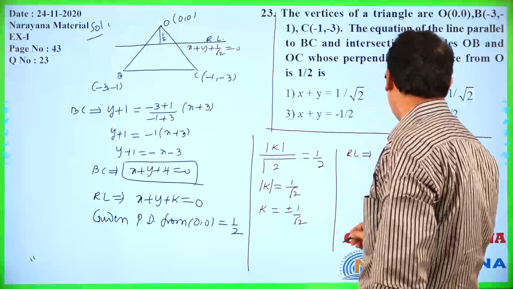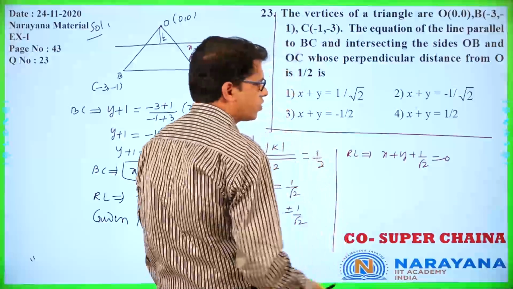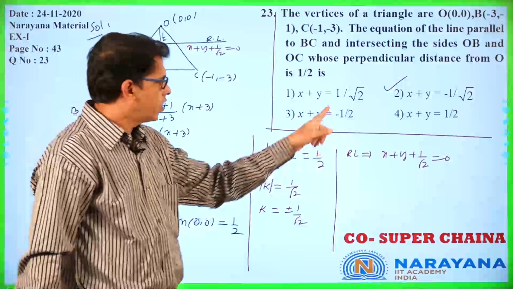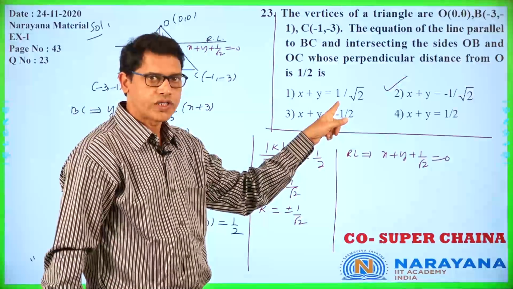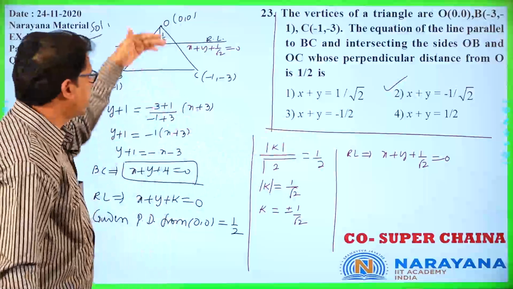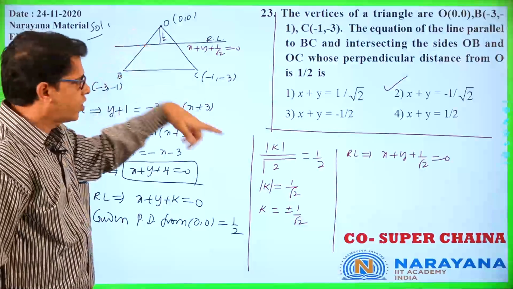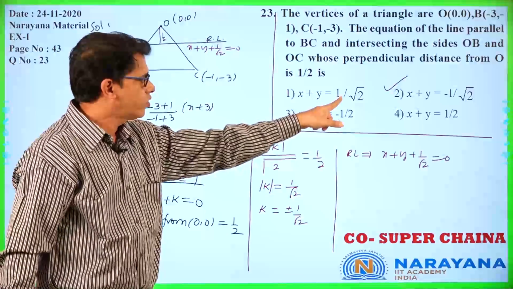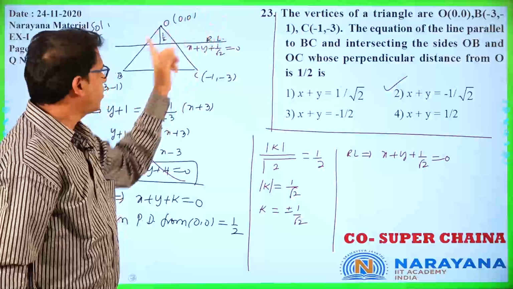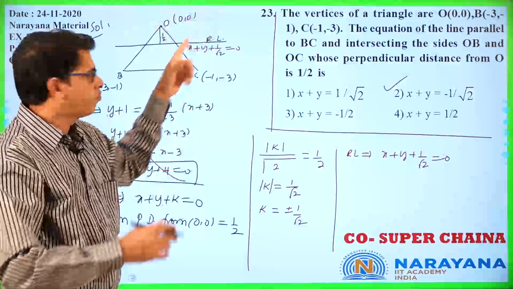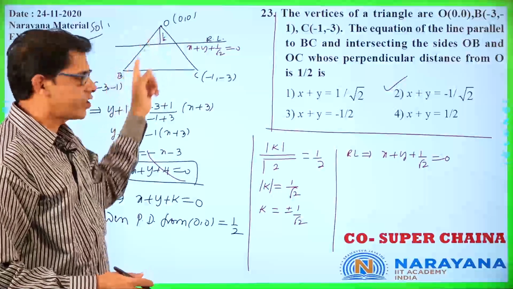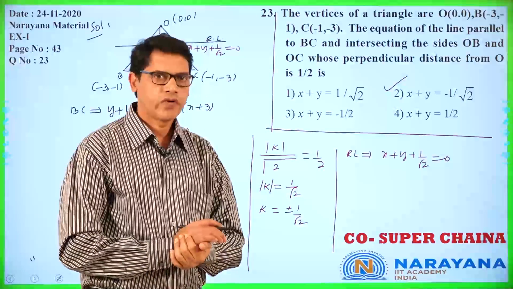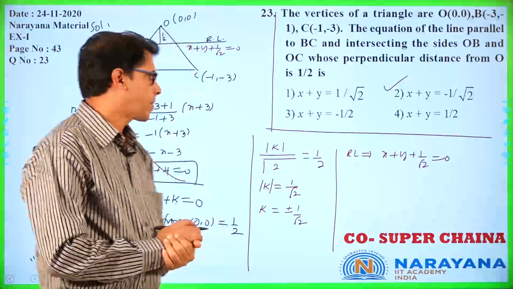Therefore, the required line is x plus y plus 1 by root 2 equals 0, or x plus y minus 1 by root 2. Be careful. Here it is also there, but it is not the answer. So how to judge? Verify whether the points lie on opposite sides or not. If you substitute 0, 0 in this one, minus 1 by root 2, minus symbol, they must lie on the same side. But here you look at the diagram, they lie on opposite sides, no? That's why this is the right option: x plus y equals minus 1 by root 2. Next one.